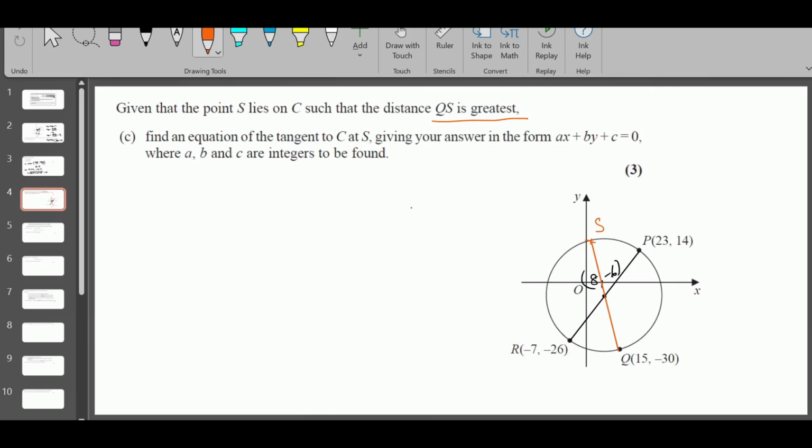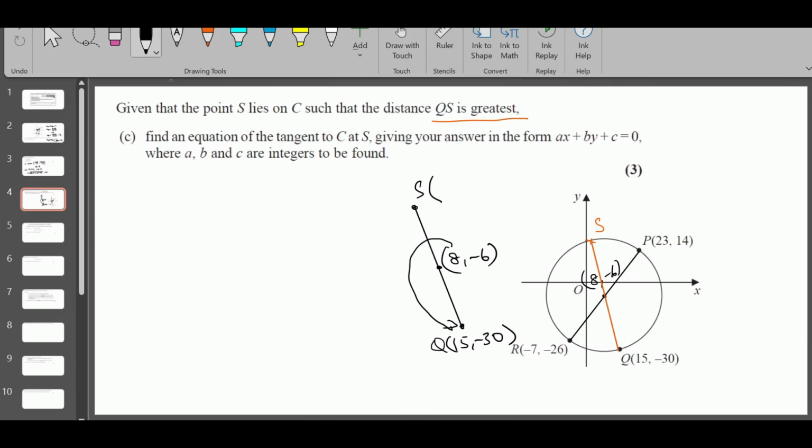Now we are going to find the coordinates of S first using the vector translation method. I'm going to draw the line here. Q is here, 15 comma minus 30. The midpoint is here, 8 comma minus 6. What would be this point? 8 plus 7 is 15, right?